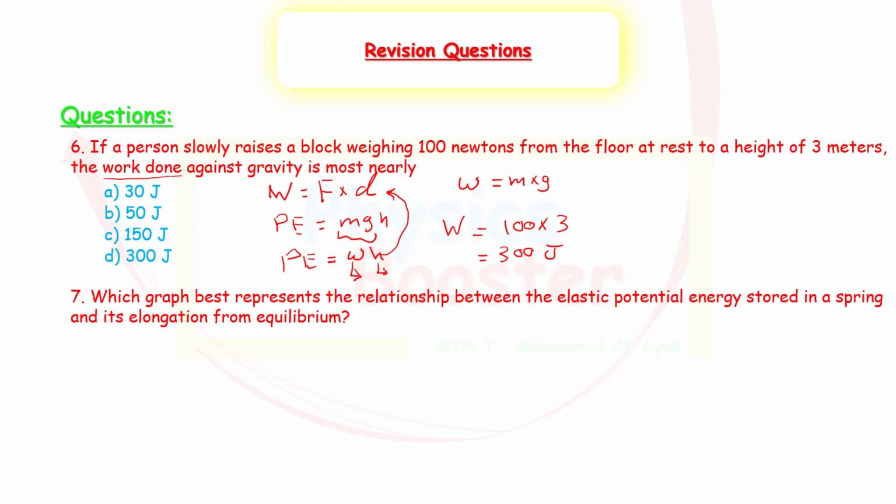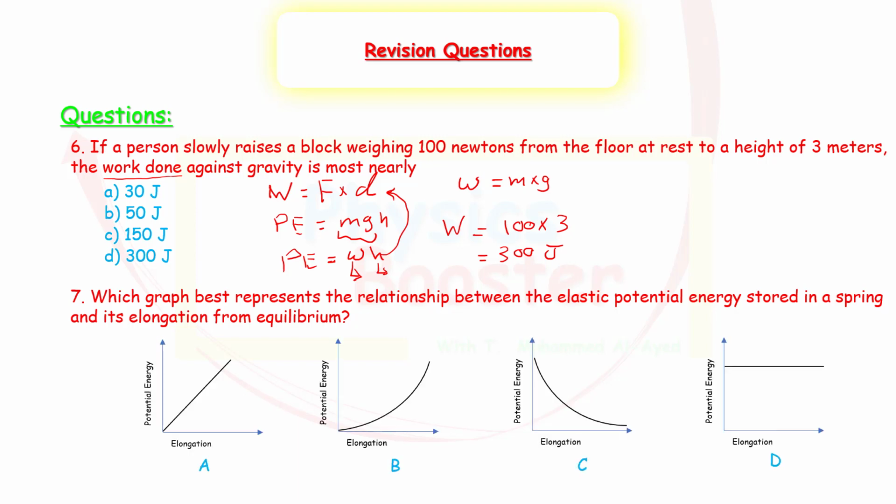Next question, which graph best represents the relationship between the elastic potential energy stored in a spring and its elongation from equilibrium? Well, this is a very important question. Now, let's look at these relationships one by one. We have here a linear relationship, we have an increasing curve, we have a decreasing curve, and we have a constant relationship. Well, the first thing that may come to mind is the more I stretch the spring, the more potential energy I'm storing in it, so it must be linear. Well, that's not very accurate.